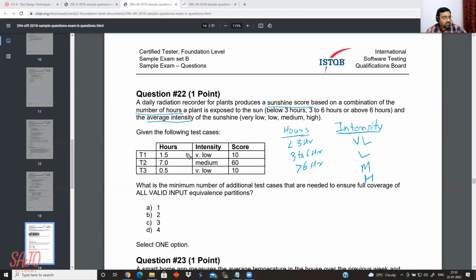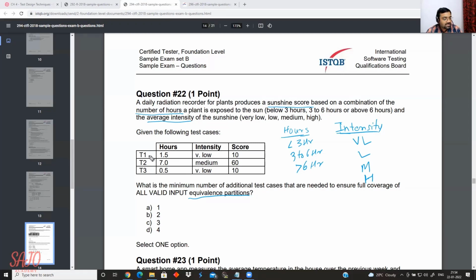Now what they're asking for is the additional number of test cases. They have given three test cases and they're asking how many additional test cases are needed to ensure the full coverage of the valid input equivalence partitions. So they're asking about equivalence partition coverage. Let's see which partitions are covered with the existing test cases, and then we can write new test cases to cover those which are not covered.